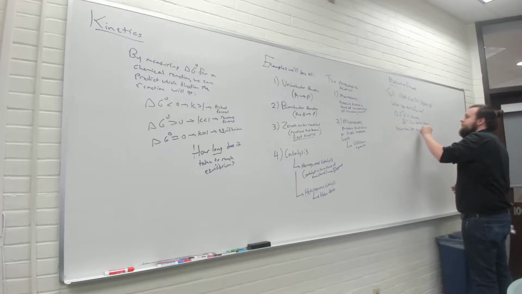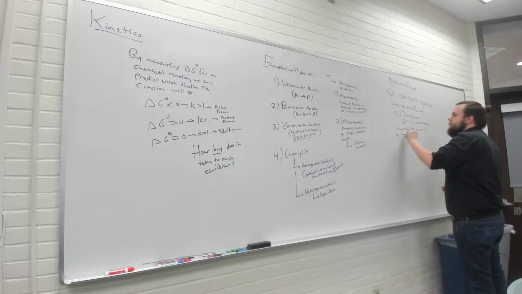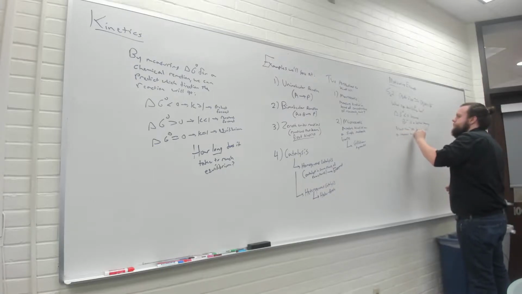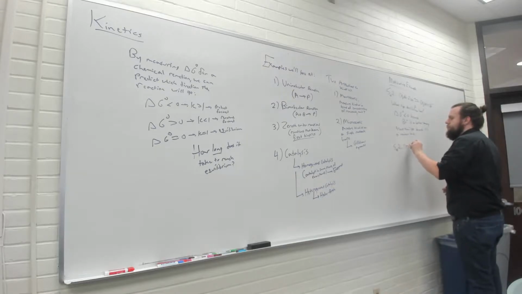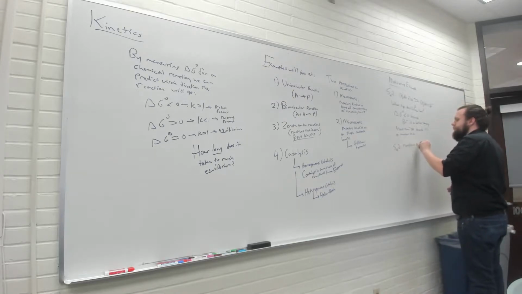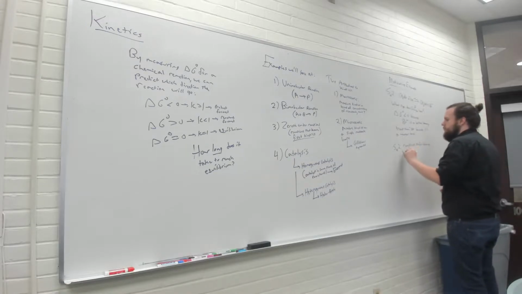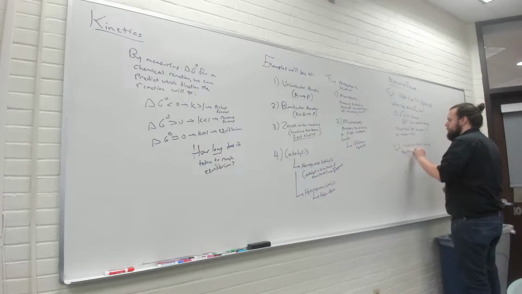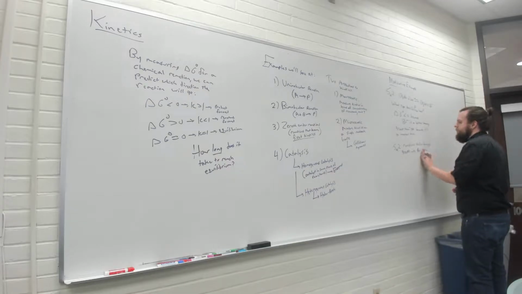Because it's a weaker acid, or weaker base. So just as a reminder, SN2 reactions prefer leaving groups with the weakest conjugate acid, or sorry, the strongest conjugate acid.